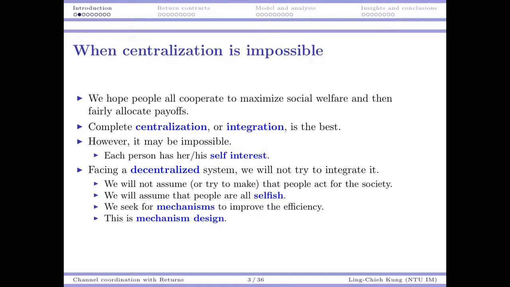But facing a decentralized system, we will not assume it can be centralized or integrated. We will study those decentralized systems that cannot be integrated. Part of the reason is that if a system can be fully integrated, then there is no problem at all. That is optimal. So we are only interested in situations where full integration is impossible. We will assume that people are all selfish and do not act to maximize other people's utility or system efficiency. Under these assumptions, we will try to design mechanisms to improve efficiency. Starting from this lecture, we will talk about possible mechanisms in different situations for improving efficiency.